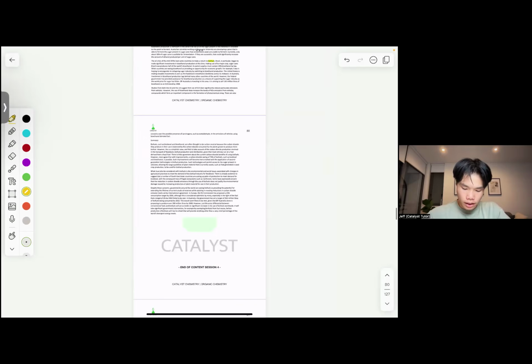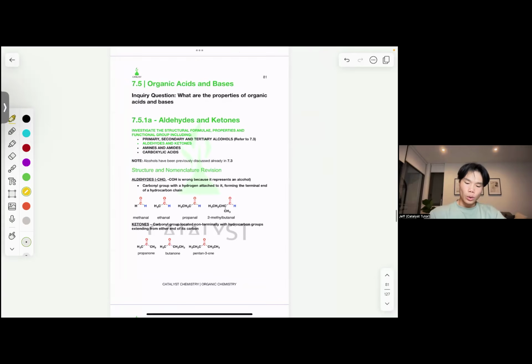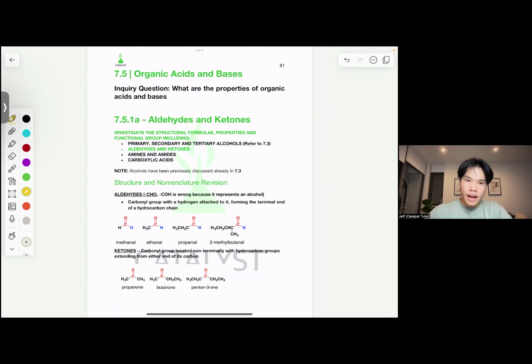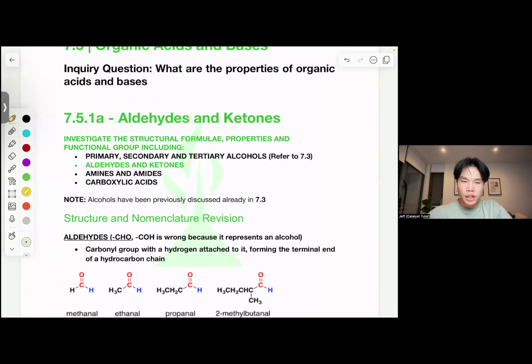Some more notes. Won't go through biofuels too much. Organic acids and bases: we have aldehydes, ketones. We've already been through the alcohols. So we're just adding on aldehydes, ketones, amines, amides, carboxylic acids. Tell me about the intermolecular forces in aldehydes and ketones. What intermolecular forces do they form with themselves? Good. Dispersion, dipole-dipole. Should they have higher or lower boiling point than alcohols?